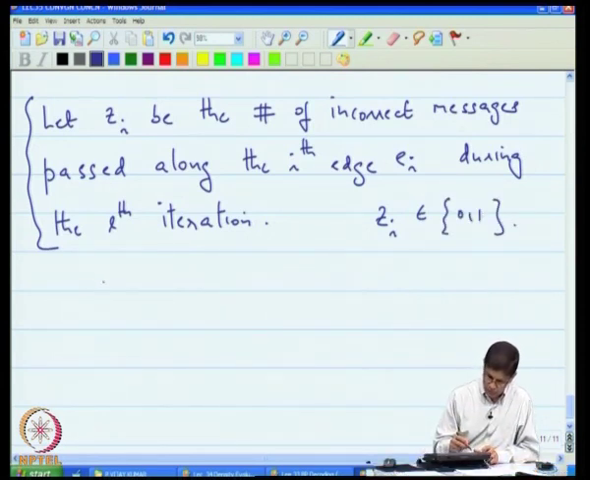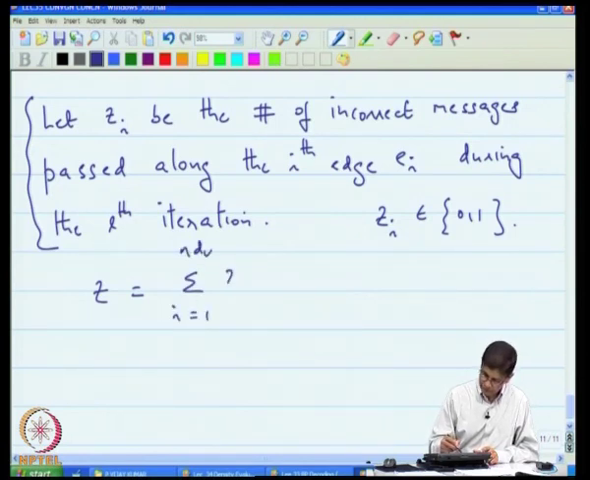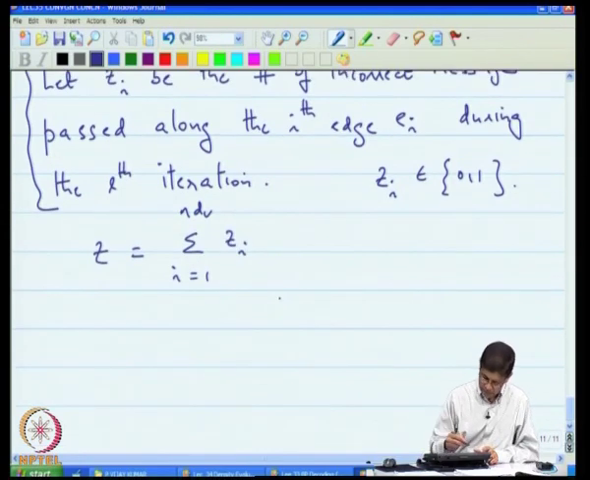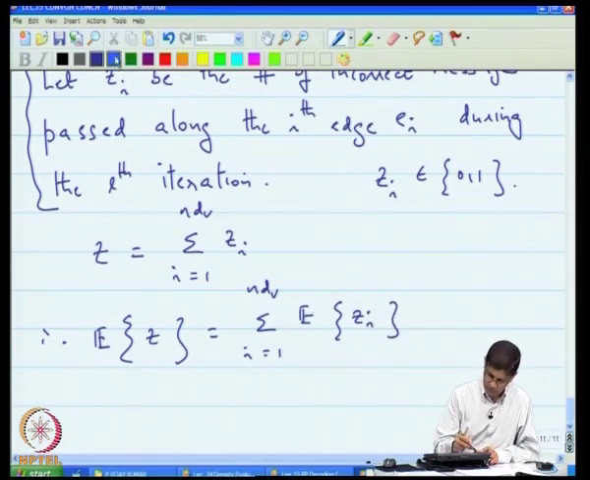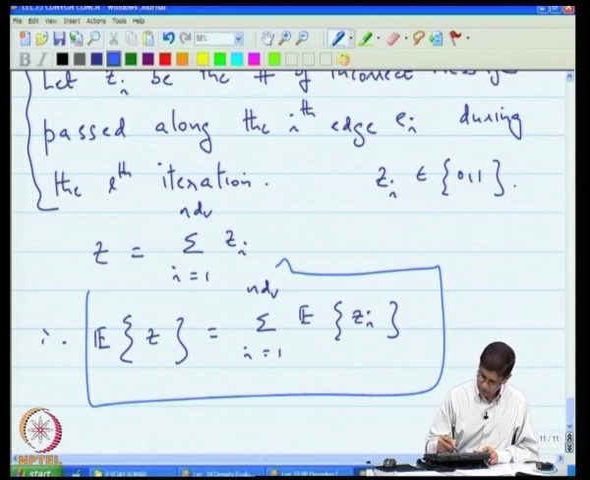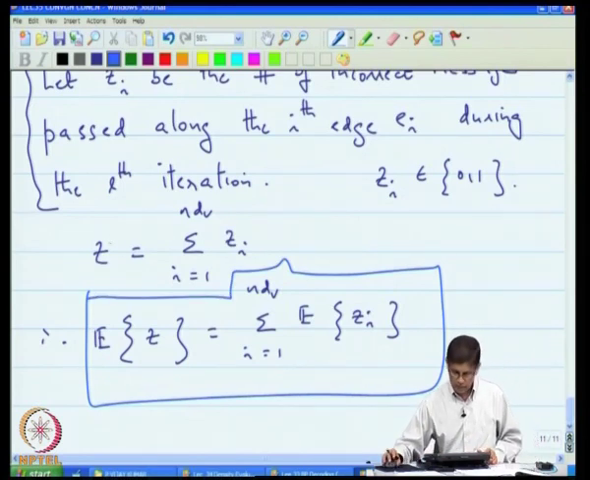Then of course, it is true that Z, which is the total number of incorrect messages, is the sum i equal to 1 to n dV, Zi. Therefore, the expected value of Z is the sum i equal to 1 to n dV, the expected value of Zi. And now what we are going to do is we are going to compute this by conditioning.